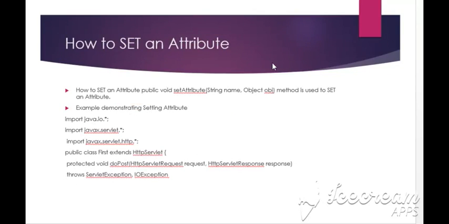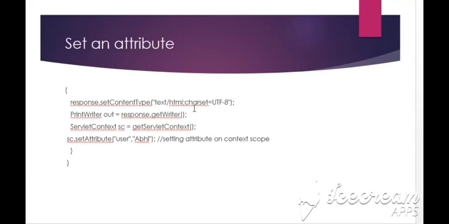Next, how to set an attribute. Public void setAttribute, it is having the parameters String name and Object, this method is used to set an attribute. It's an example program of how to set an attribute. Here we are setting an attribute user to Abhi.